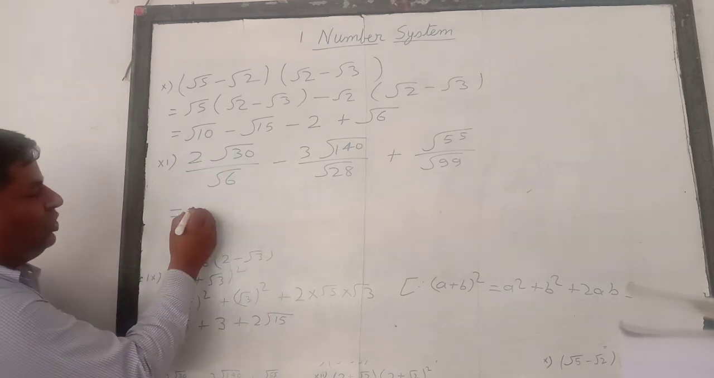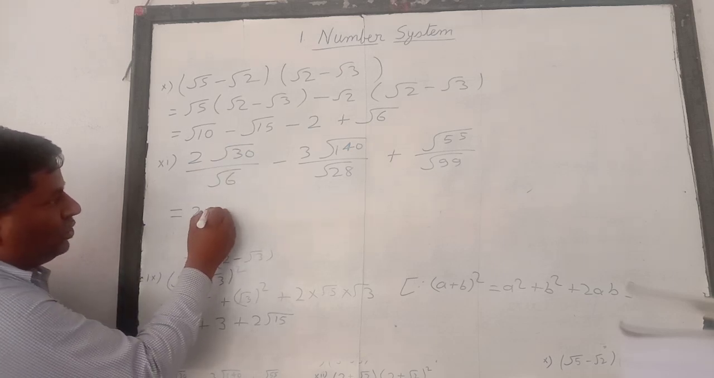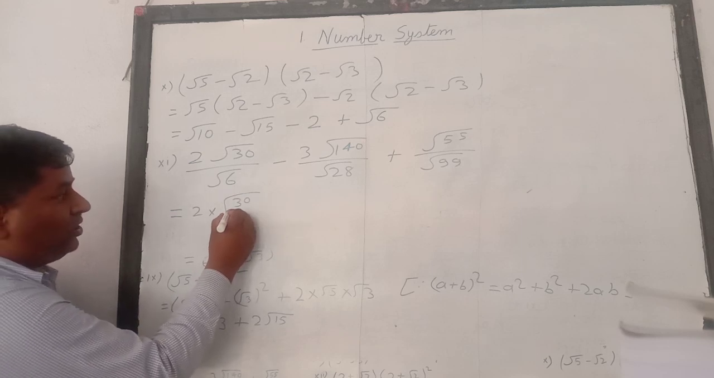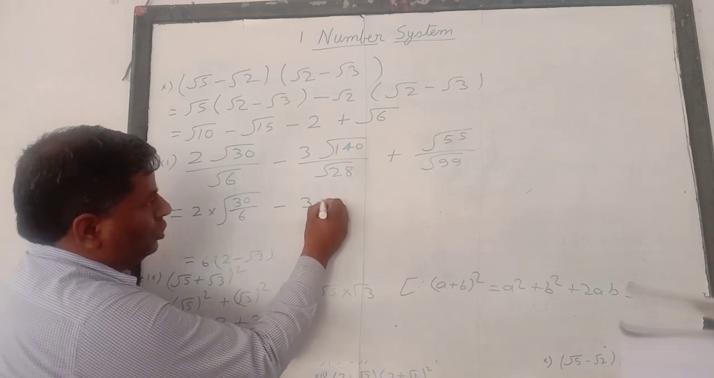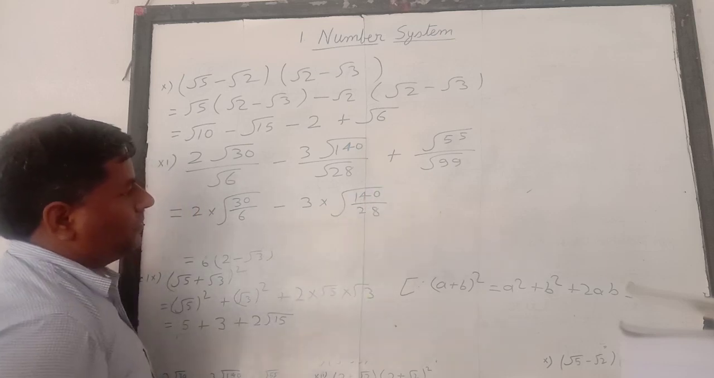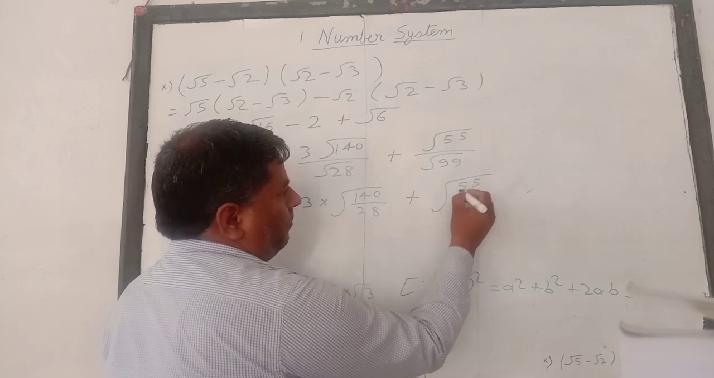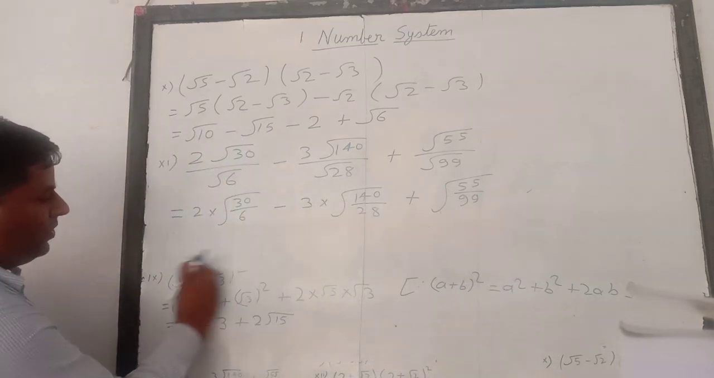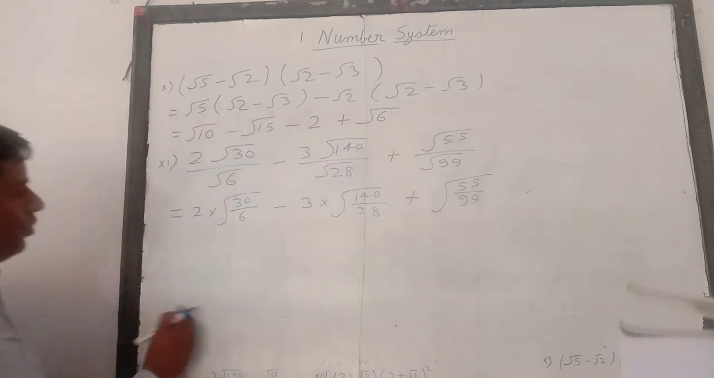So we know here it is 2 and it is √30/√6. These can also be written as 2 into, we can put the root numbers together if they are multiplication or division, so √(30/6). Then minus 3 into √(140/28), plus √(55/99). Then what can we do next? If there is any chance of cancelling the numbers, we cancel them.